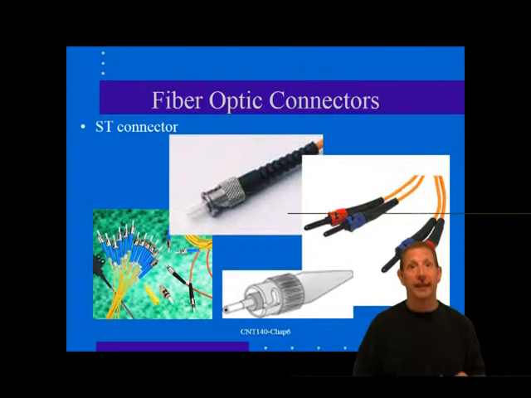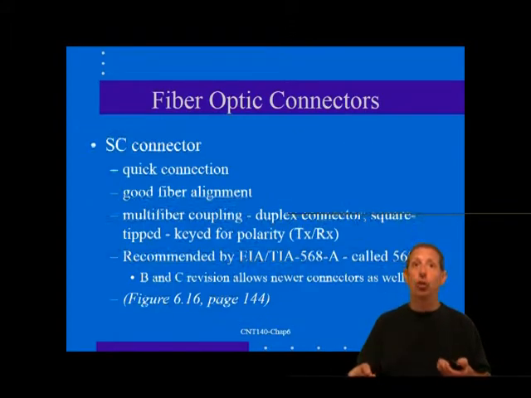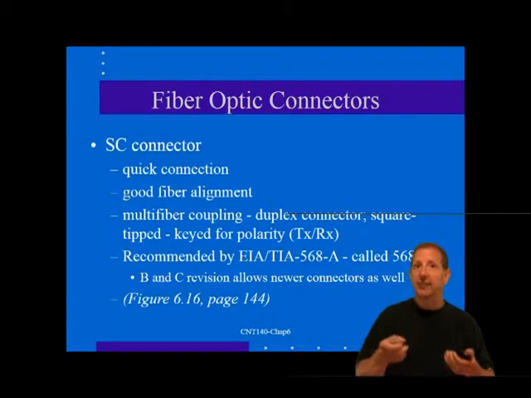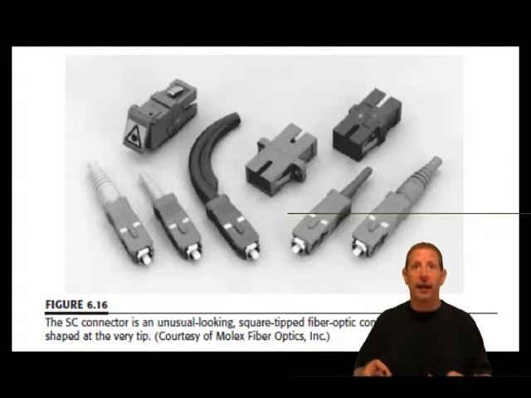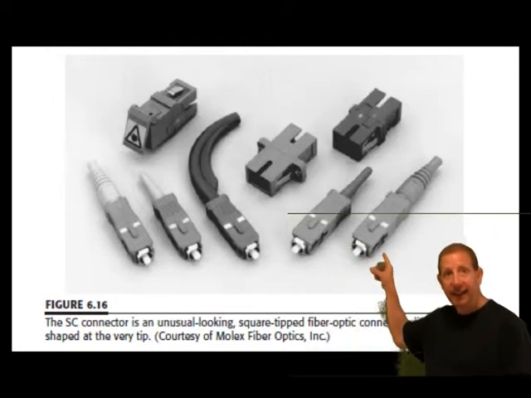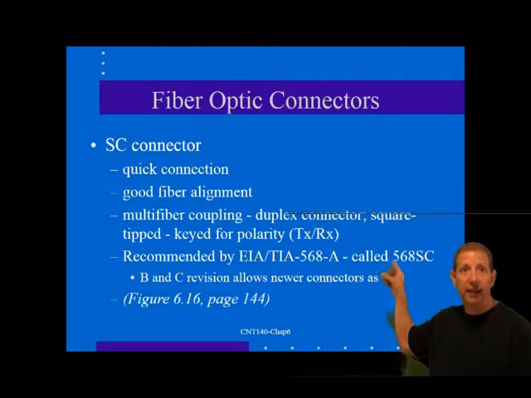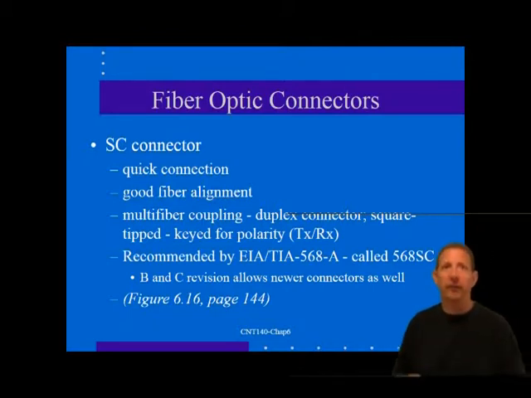A newer connector called the SC allows quick connections, good fiber alignment, and multi-fiber coupling so that two may be combined into a duplex connector for transmit and receive. The SC connector is an unusual looking square-tipped fiber optic connector that is slightly cone-shaped at the tip, as you can see here behind me. Now, the SC is a push-on, pull-off connector that uses spring retention to hold the connector in place when mated, thus avoiding the maddening contortions necessary for the ST.